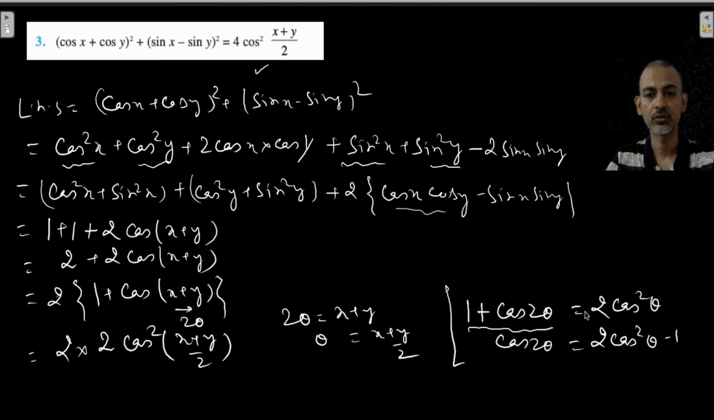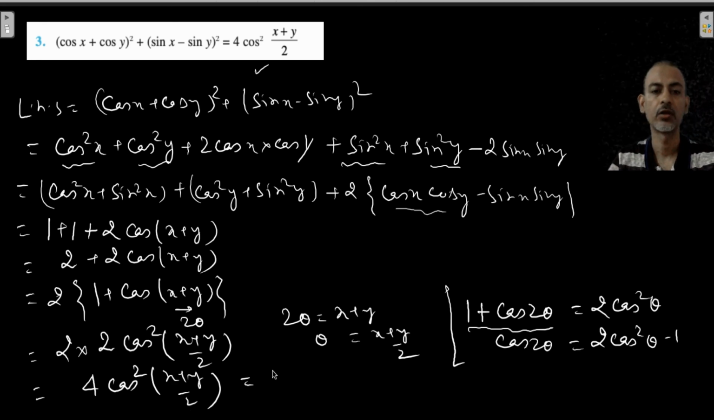And this is what I have done. So 1 plus cos 2 theta is equal to 2 cos square theta. So this has become 2 cos square (x + y) by 2. So this will reduce to 4 cos square (x + y) by 2, and this is what we had to prove on the right hand side.